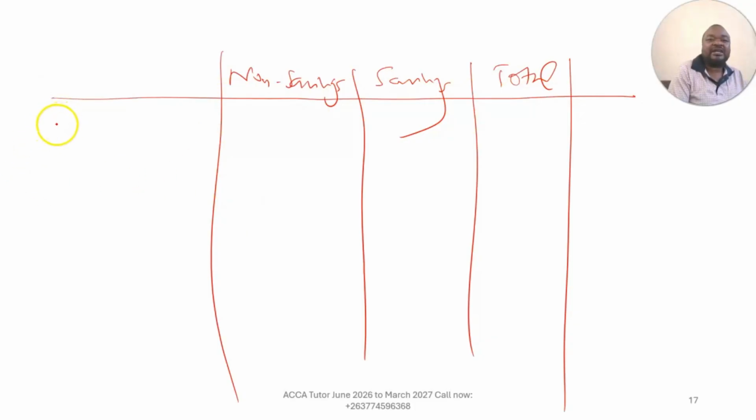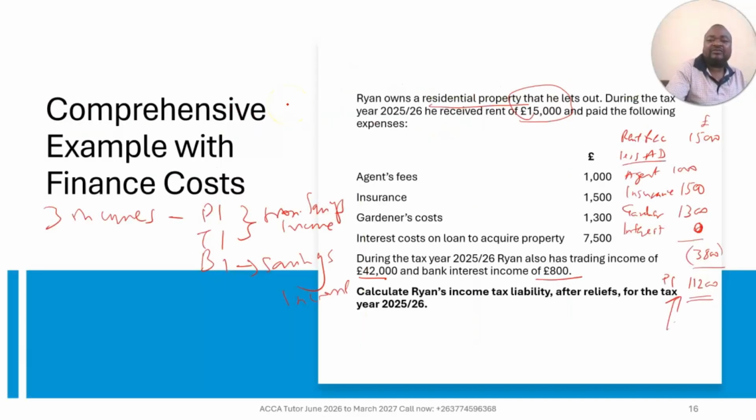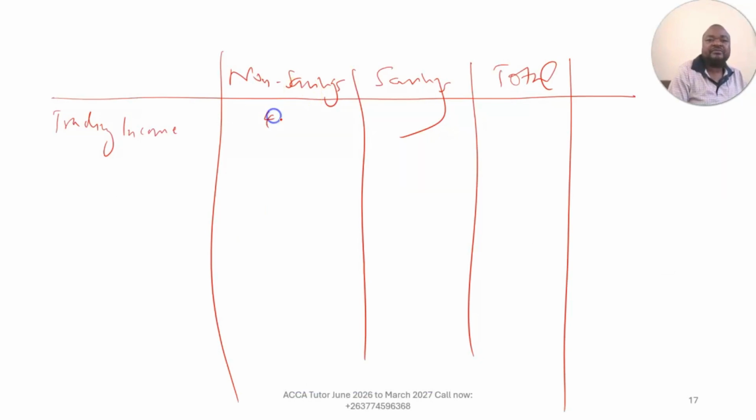So you come here and say trading income. I normally start with trading or salary, or income from employment. So that's trading income. How much was it from the question? £42,000. And then we've got property income, that is our working one. You need to tell the examiner that you have done the working. If the working was wrong, you're not going to be penalized twice. You simply have to pick that same figure from your workings to show that you are organized. All right, so we determined 11,200.